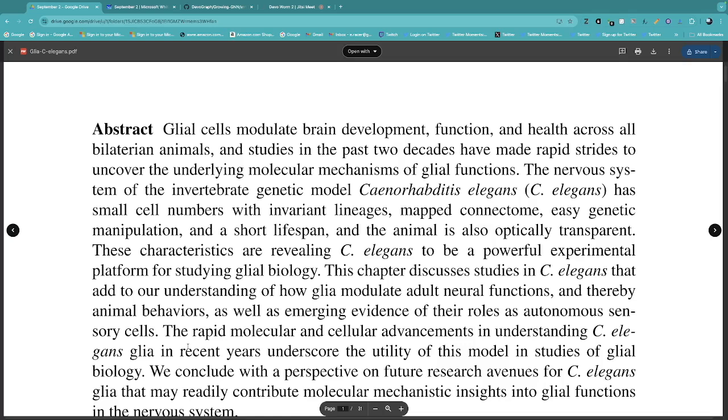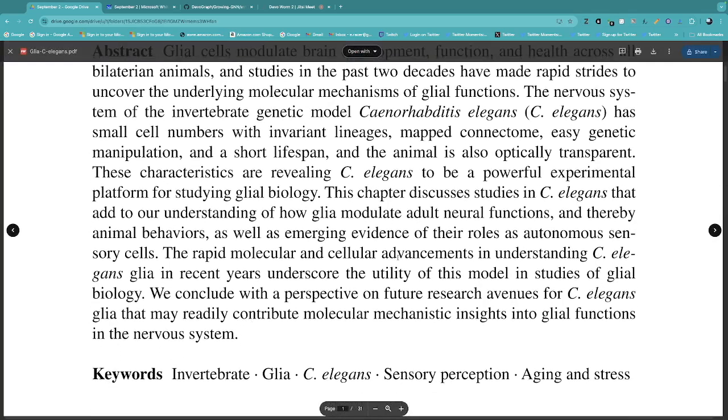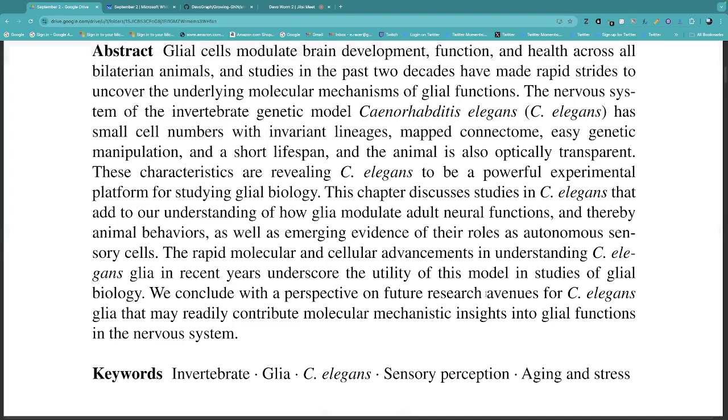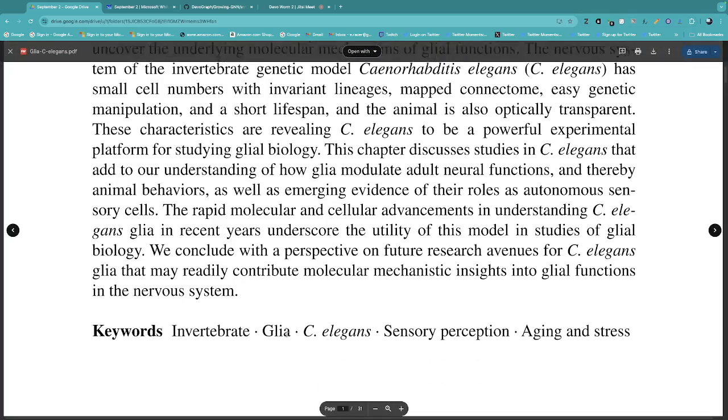But in any case, the rapid molecular and cellular advancements in understanding C. elegans glia in recent years underscore the utility of this model in studies of glial biology. We conclude with a perspective on future research avenues for C. elegans glia that may readily contribute to molecular mechanistic insights into glial functions in the nervous system.